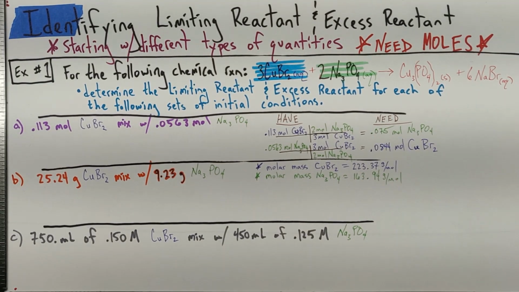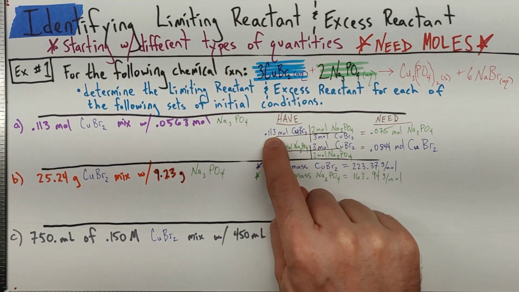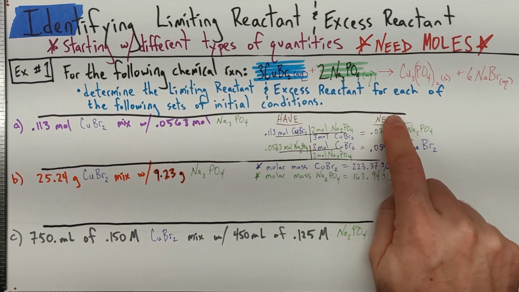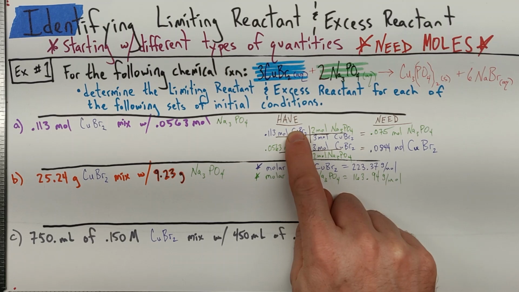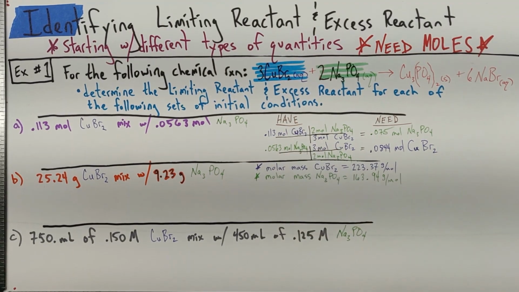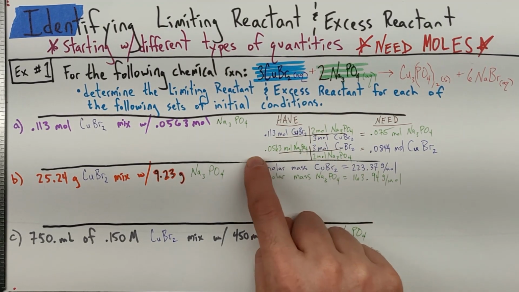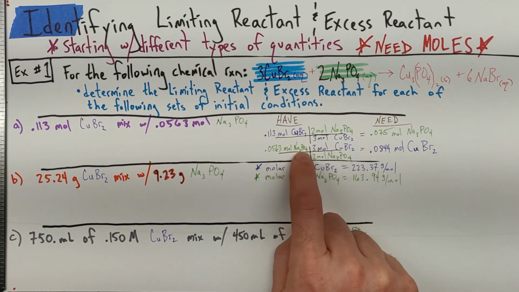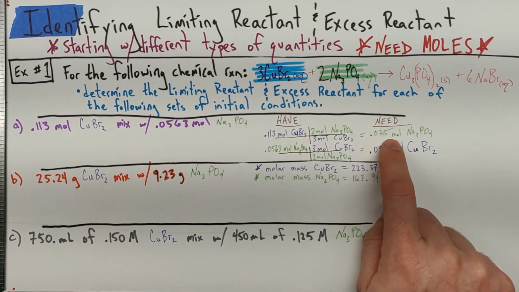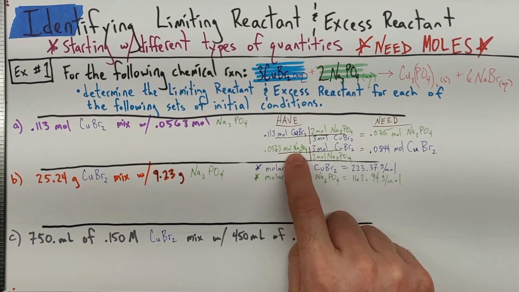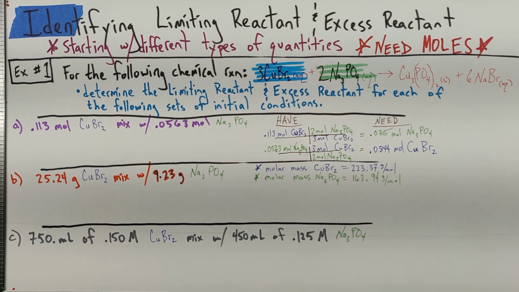And now we begin that process of identifying which is our limiting reactant and which is our excess reactant. I have 0.113 of the copper bromide. I need 0.08 of the copper bromide, and that means I have way more than I need. This top one's going to be our excess reactant. And then as we look down, 0.0563 is what I have of the sodium phosphate. I need 0.075, all right? So I have 0.05, I need 0.07. I don't have enough. That one's going to be my limiting reactant.